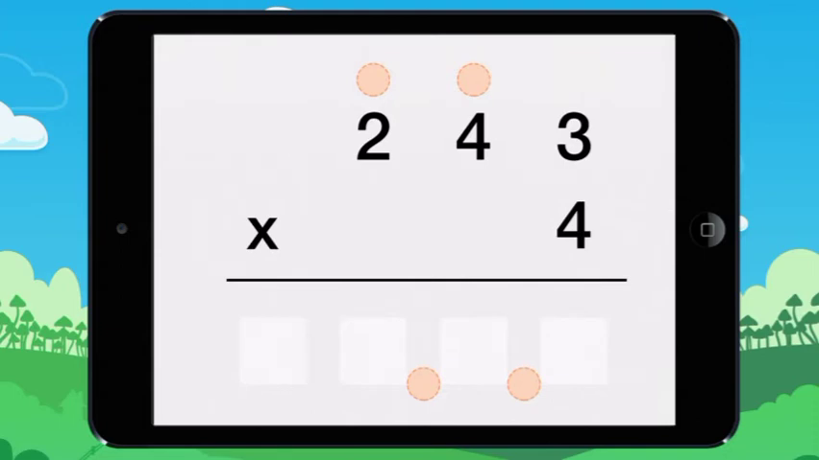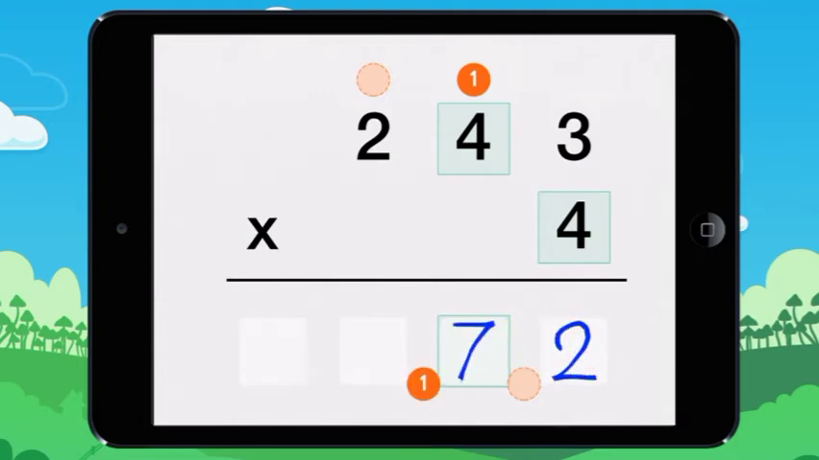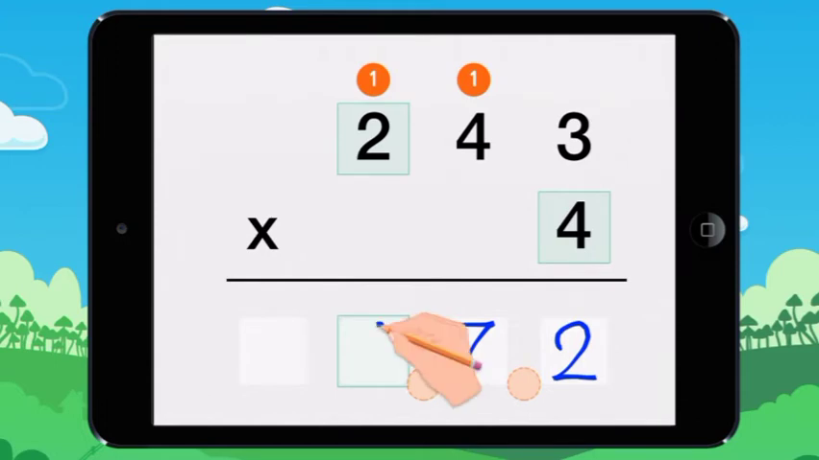Now let's learn about carrying over. 4 times 3 equals 12. I write 2. I carry the 1. 4 times 4 equals 16. 16 plus 1 equals 17. I write 7. I carry the 1. 4 times 2 equals 8. 8 plus 1 equals 9. I write 9. 243 times 4 equals 972.